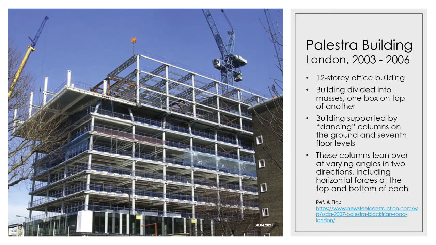Another example is the Palestra building, also in London, which is a 12-story office building. The building is divided into masses, like one box on top of another. It's supported by these so-called dancing columns on the ground and on the 7th floor levels. These columns lean over at varying angles in two directions, inducing horizontal forces at the top and bottom of each.